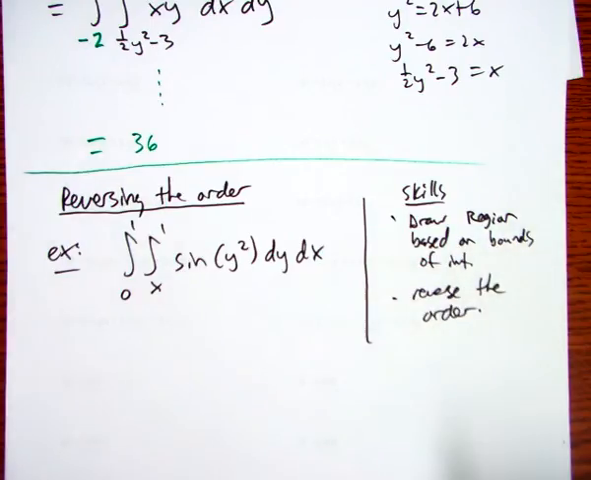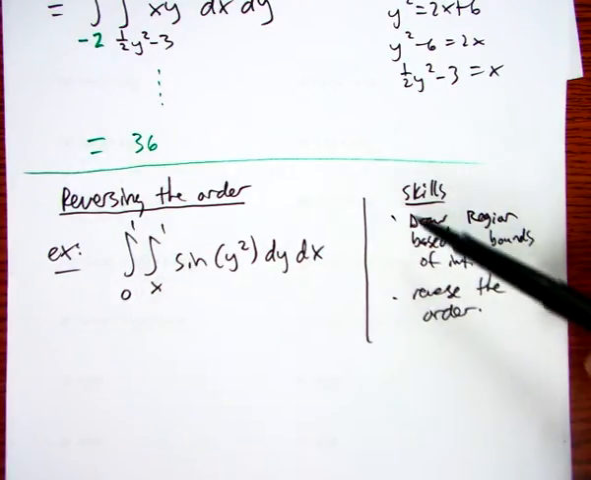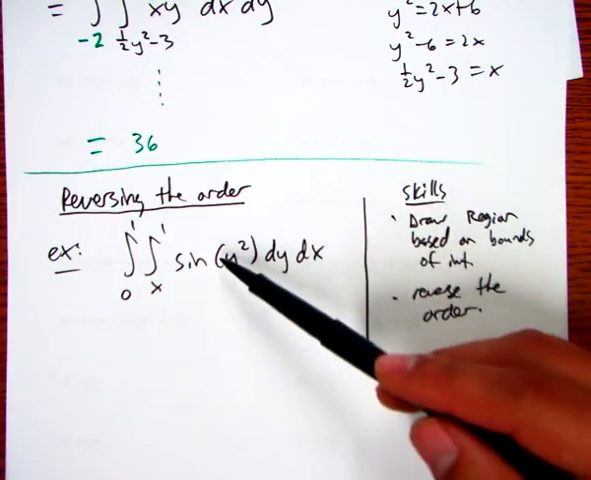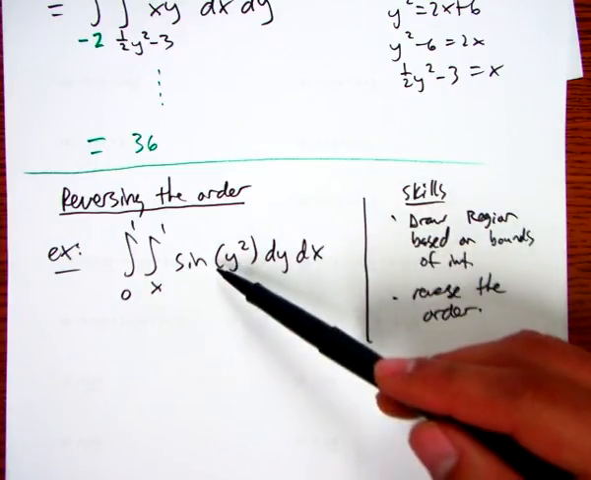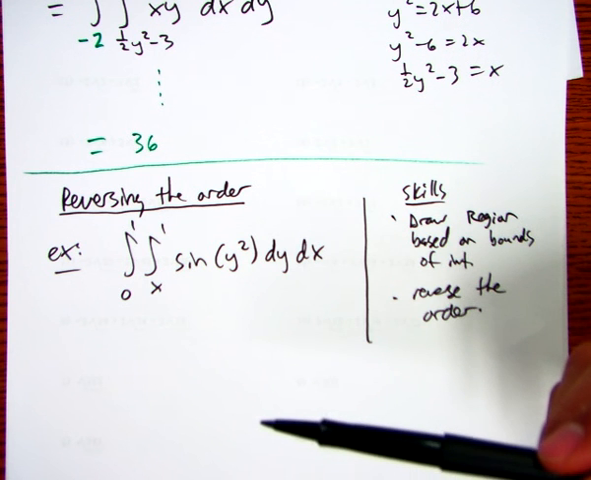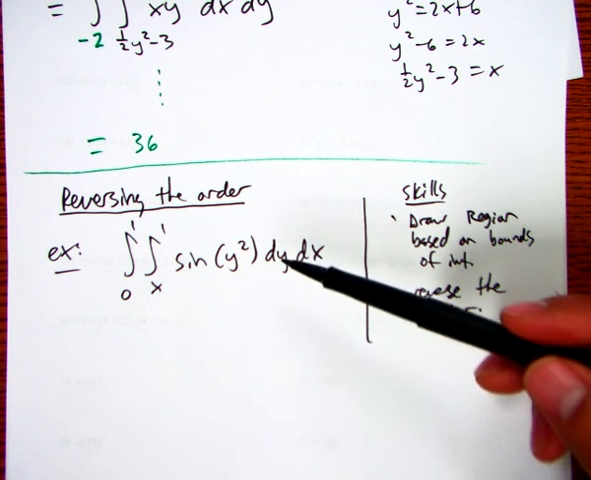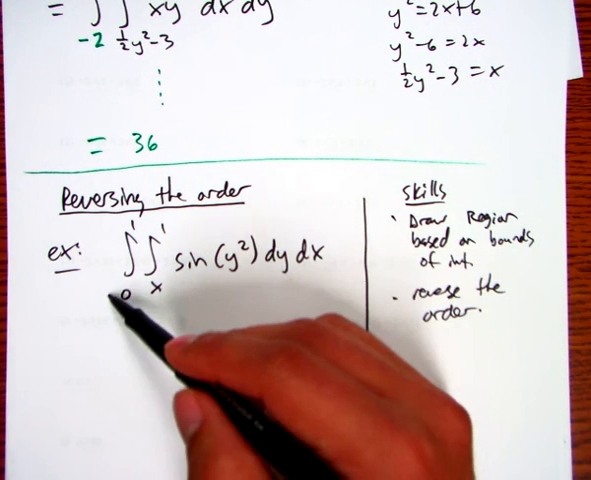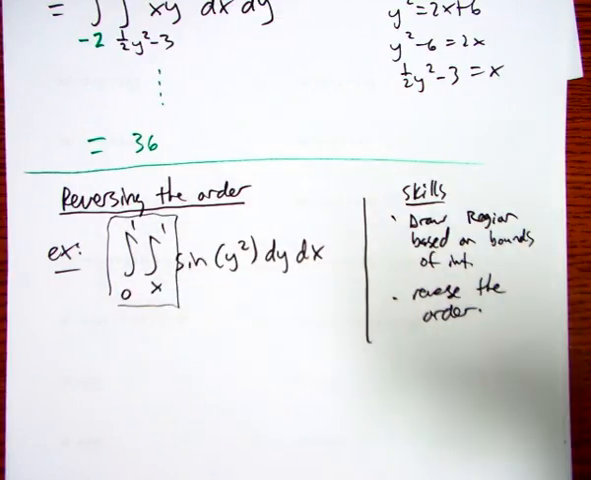So if you're looking at an integral such as this one, sine of y squared, we don't really integrate that. Okay, so one thing to attack this problem would be, let's pay attention to these bounds here and see if we can sketch what the region is, and maybe we can switch things up, and that might be of use to us.